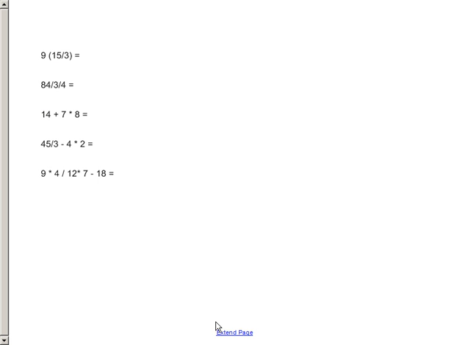This is lesson 6.7. And to start with on our first slide is a review of order of operations. So you'll need to pause the video and solve these 5 problems. You can see that there are parentheses. That very last problem is 9 times 4 divided by 12 times 7 minus 18. The dividing signs we have are those slanted lines. So again, you're going to pause the video and you're going to solve those 5 problems and then restart the video.